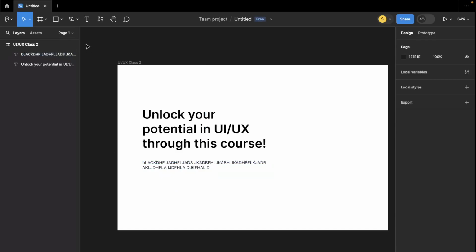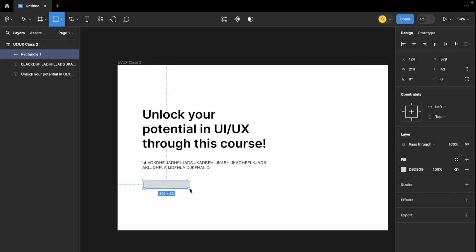Now I want to fix a button. How do we do it? How do we fix a button? Go to this particular thing. Get the same space. Go to this shape space. Click this rectangle and just draw a rectangle over here.